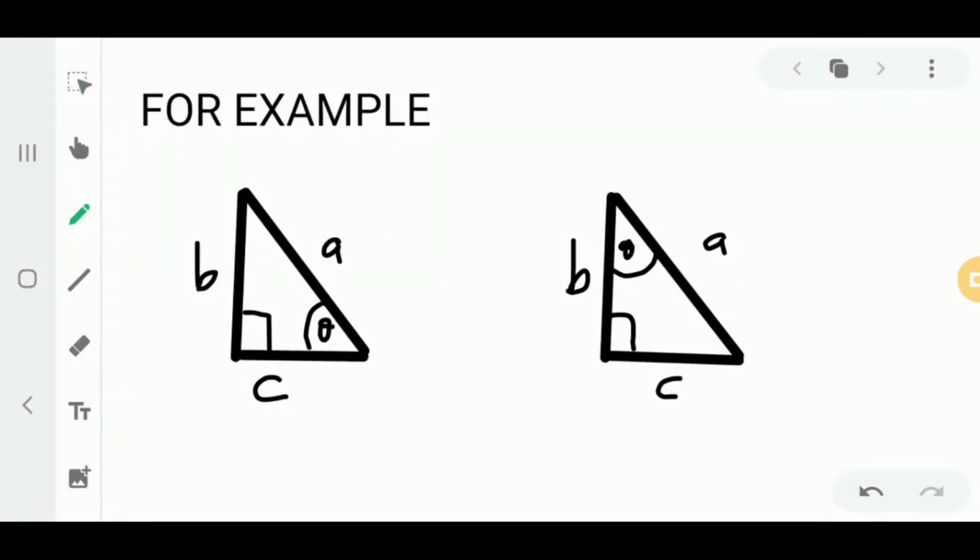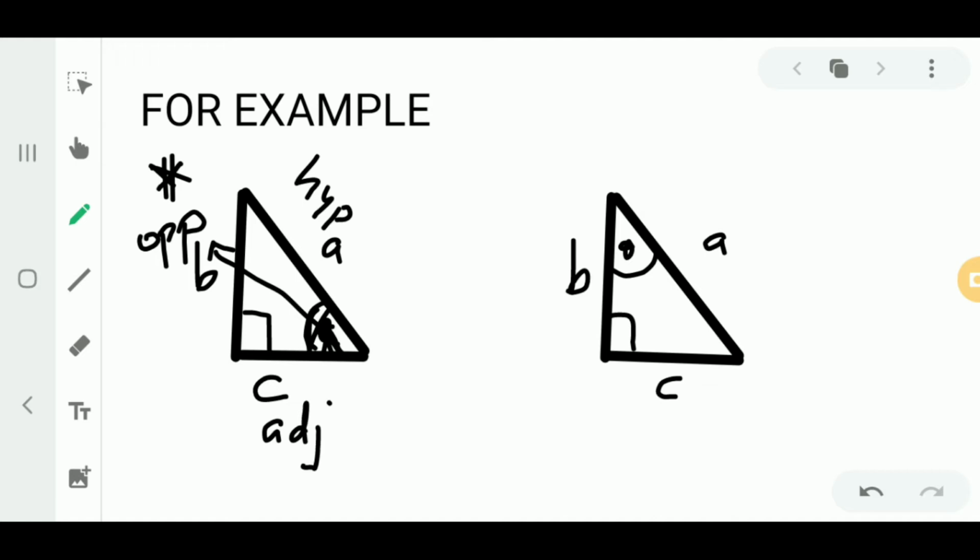So now we have two examples here. We're going to start with the triangle on the left. The longest side here is A, so this is the hypotenuse. We're going to call that HYP for short. Now the angle is right here. So the side that is opposite the angle here is B, which is the opposite. We're going to call that OPP for short. Then the other side will automatically be the adjacent, which we're going to call ADJ for short.